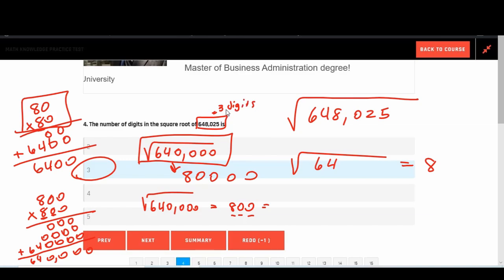Okay, so this was a critical thinking problem. It didn't require too much math. You just had to be able to say, well, the square root of 64 is 8. Therefore, I know this is pretty close to 64. Let me use that as an anchor point to solve this problem using logic. So that's how you do that one.